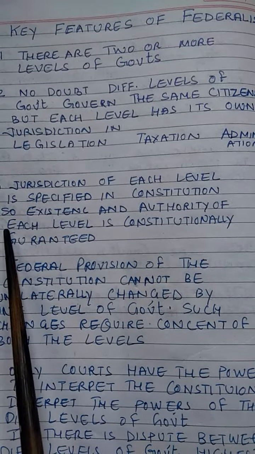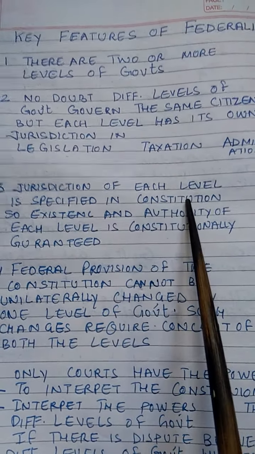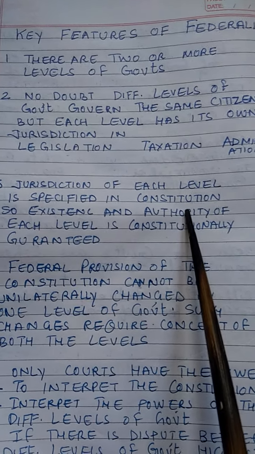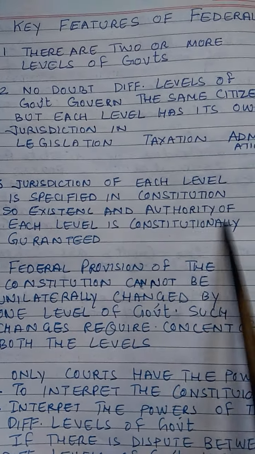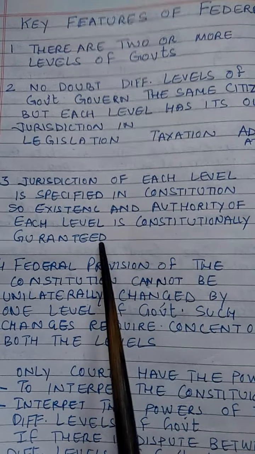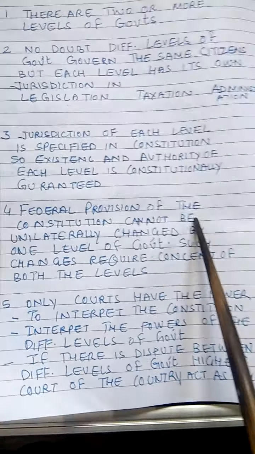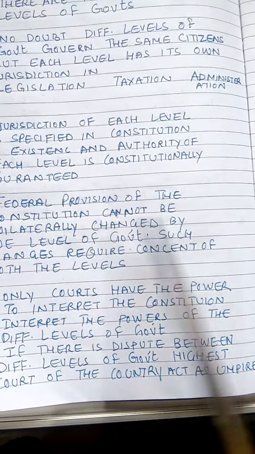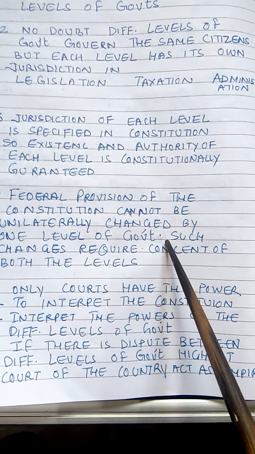Then, the third key feature. The jurisdiction of each level, central government, state government, or local governments, is specified in the constitution. It is written in the constitution. So, the existence and authority of each level is constitutionally granted. Then, fourth, the federal provision of the constitution cannot be unilaterally changed by one level of government. The central government on its own cannot bring about a change in the constitution.